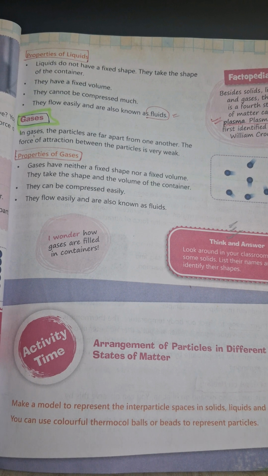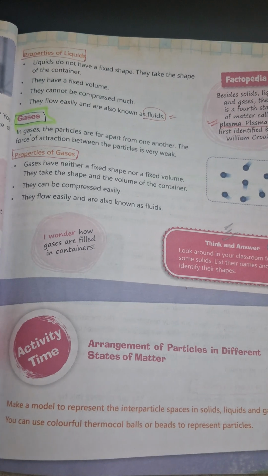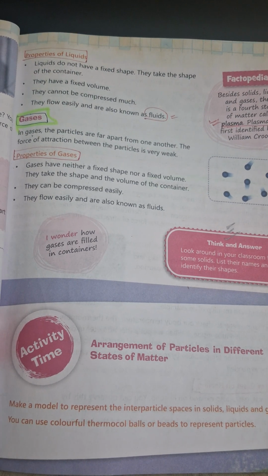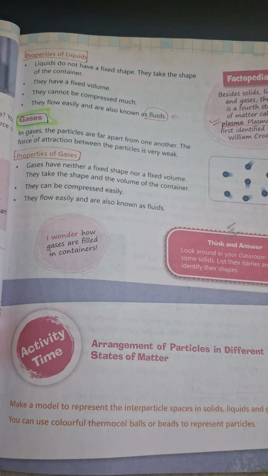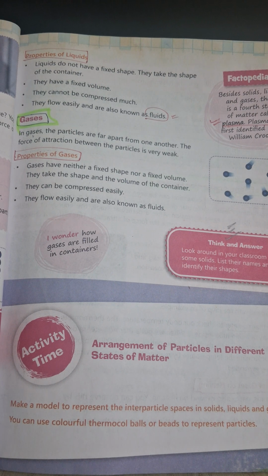Now, there is another state which is given here called plasma. It is a fourth state. Plasma was first identified by Sir William Crookes. It is a state in the form of ions, called plasma. This you don't need to study in this class. Like we have the sun, we say that it's always burning. Those are gases which are burning. So that state is called plasma.